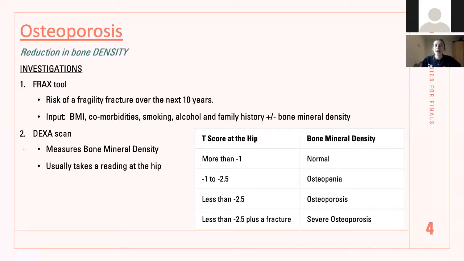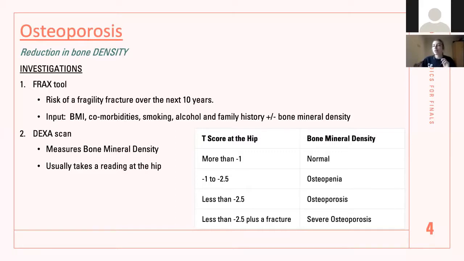You can then go on to do a bone mineral density scan, using a DEXA scan. It measures your bone mineral density. You can take readings from anywhere in the skeleton, but it's most often taken at the hip. DEXA scans are brief X-ray scans, and they measure how much radiation is absorbed by bones, and that will indicate how dense the bone is.